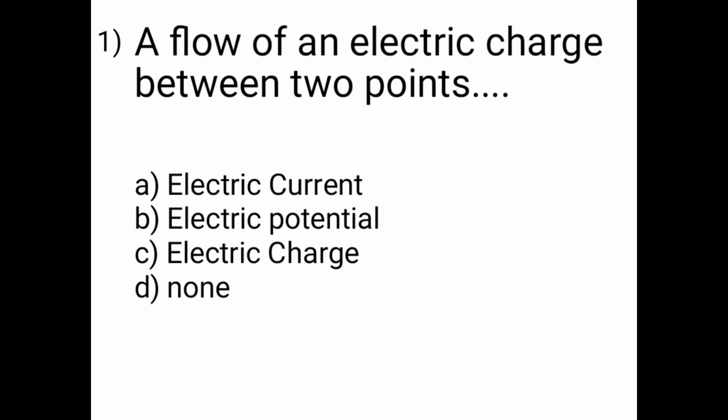First is, a flow of an electric charge between 2 points. A flow of an electric charge between 2 points means what? What is a flow of an electric charge between 2 points? Options are A is electric current, B is electric potential, C is electric charge and D is none of the above. So the correct answer is option A, electric current. Means a flow of an electric charge between 2 points is an electric current.